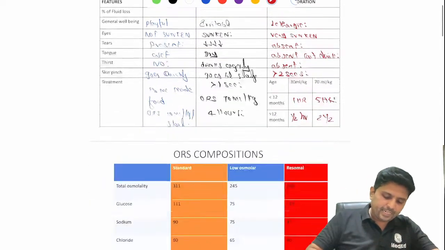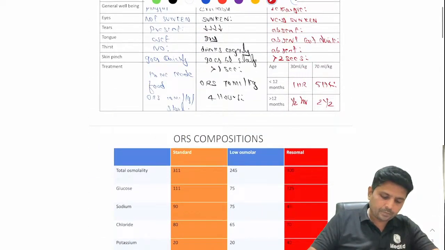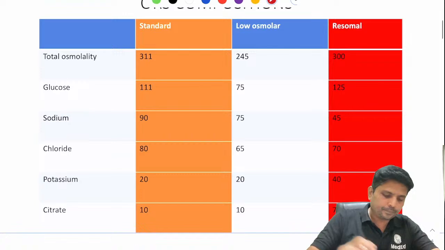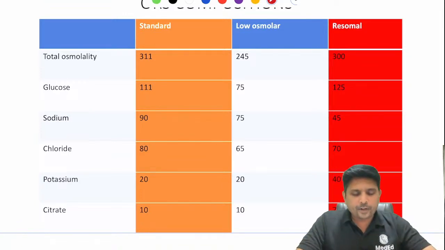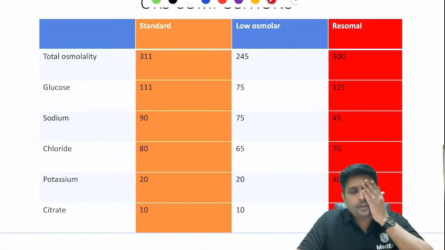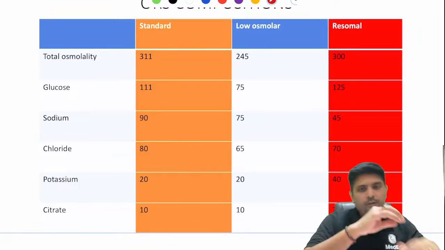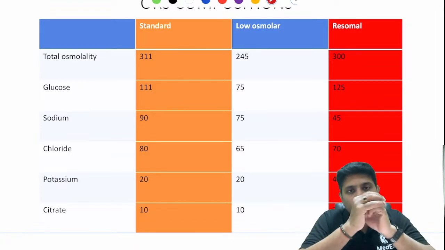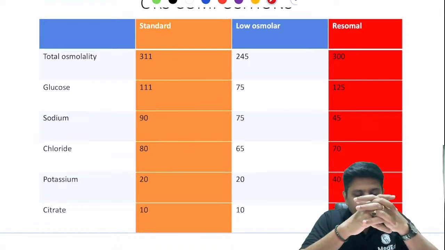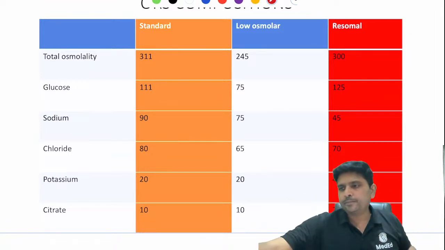What are all the indications for antibiotics? Let me see. This point is very important. It's called ORS, oral rehydration solution. What is ORS? ORS is nothing but oral rehydration solution.